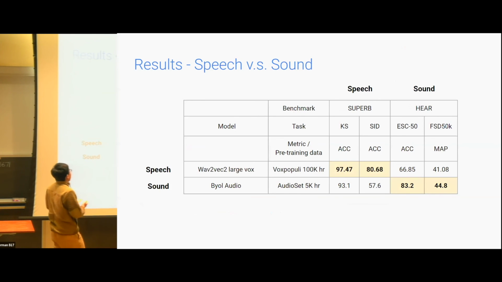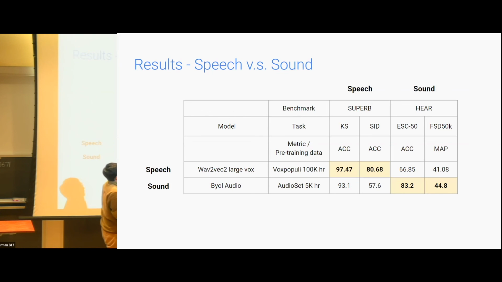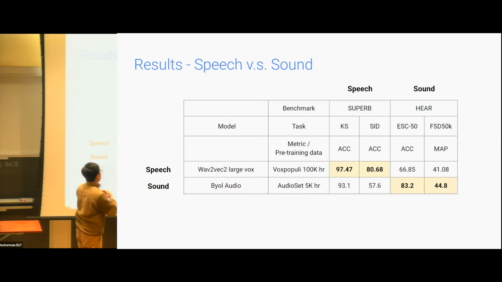For the representative ones, Wav2vec 2.0 for speech and the recent SOTA, BYOL-A, for sound. And of course, we can expect that the speech model will only work on speech and the sound model will only work on sound. And when you have a domain mismatch, there will be a significant performance drop.